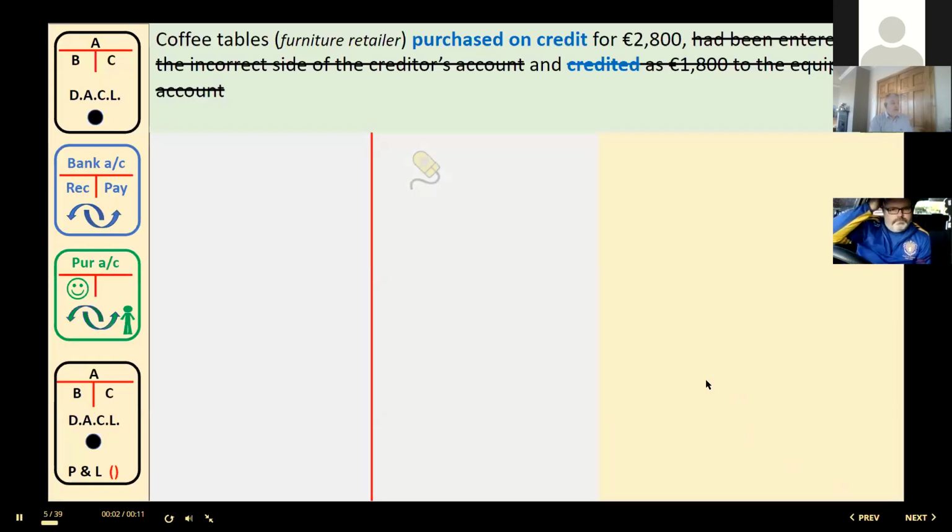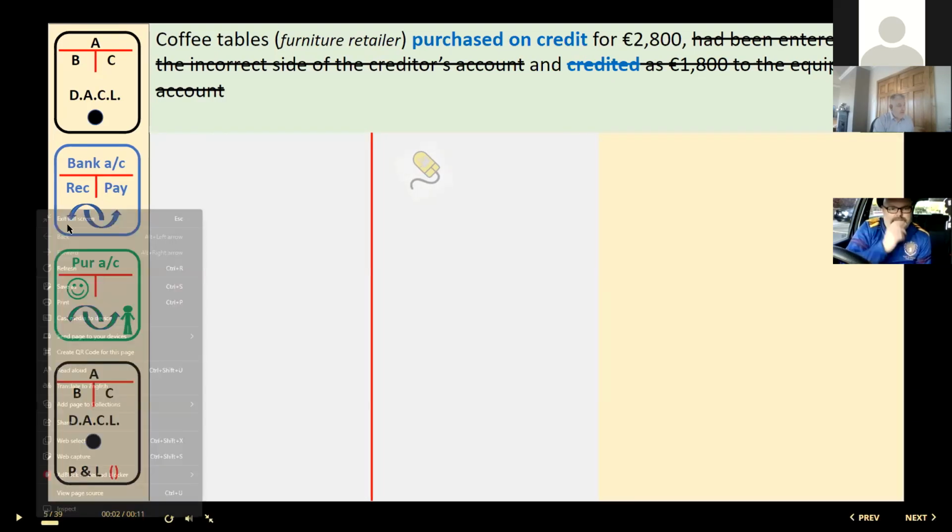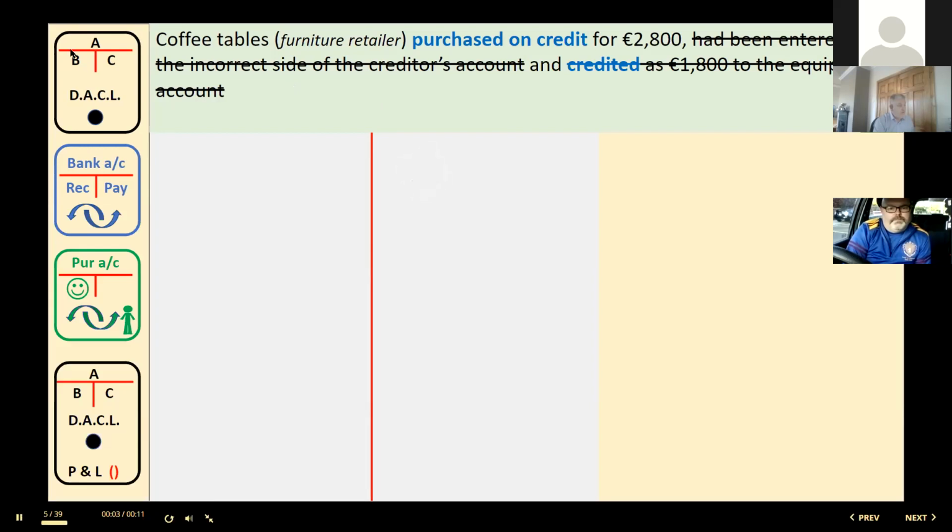Okay, so when it comes up, I'm going to move something that you may not be able to see. Right, so I have it up here: coffee tables purchased on credit for 2,800. I'm copying the question out from the exam, but I'm highlighting keywords. I'm putting a single line through the mistake because I want to ignore that, and I've got the question item number there. I have this on everything, so you may not like this, which is fair enough.